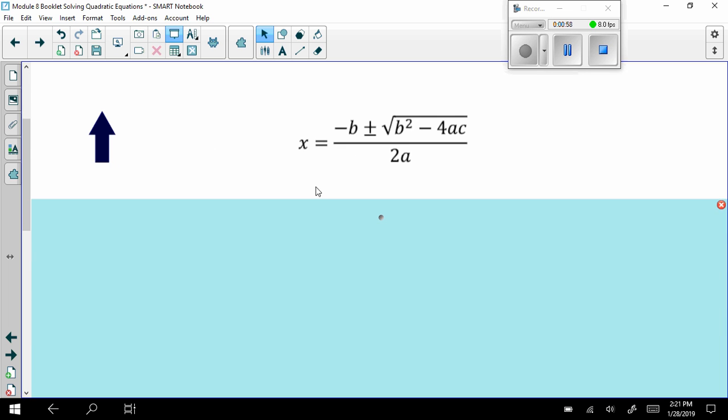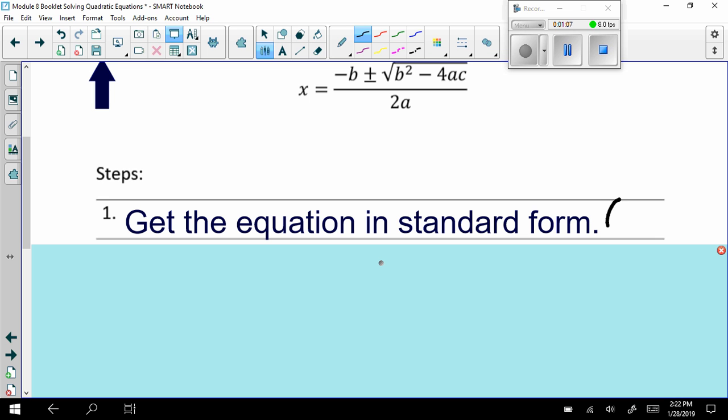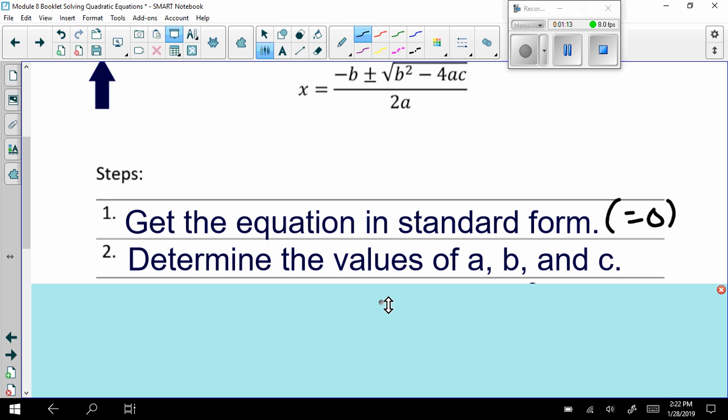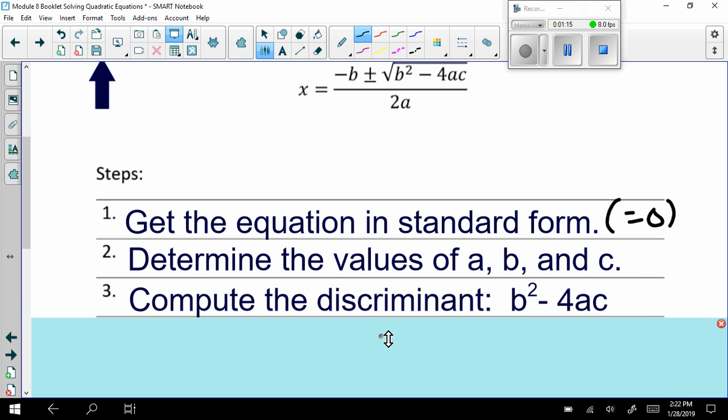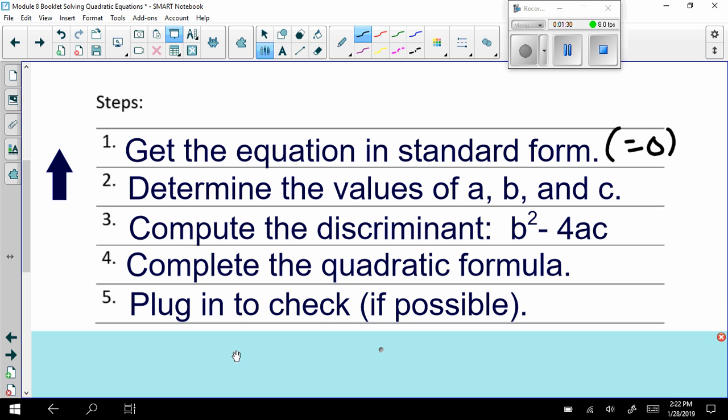So let's start by writing out our steps for solving using the quadratic formula. We're going to start by getting it in standard form. Remember that essentially just means we want it equal to 0. Determine the values of a, b, and c, same as we've been doing since we started factoring. You're then going to compute the discriminant, so the part that's under the square root. I do that separate just because it makes my work a little neater and I tend to make fewer mistakes when I do that. Then you're going to do the rest of the quadratic formula, and then you're going to plug in to check if possible. Some of the checking is just a little above our skill level, and we'll talk about that when we get to it.